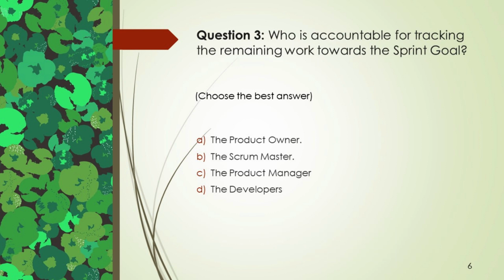Question 3. Who is accountable for tracking the remaining work towards the sprint goal? Choose the best answer. A. The product owner. B. The Scrum Master. C. The product manager. D. The developers.